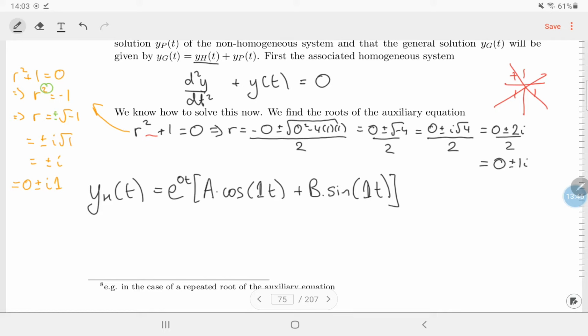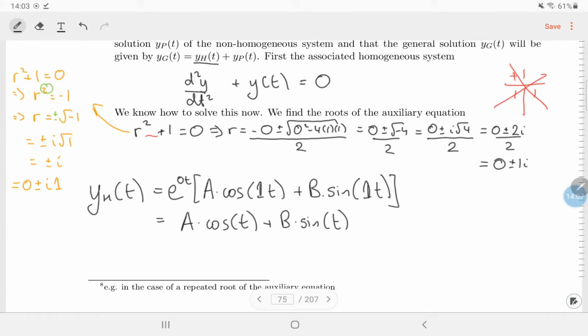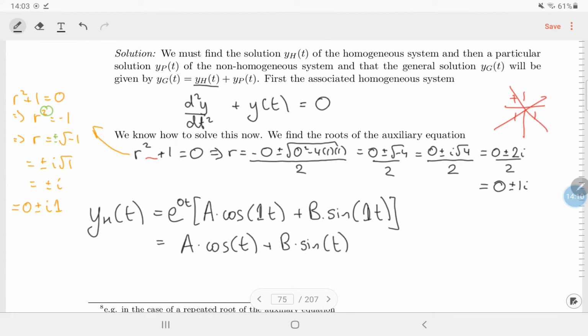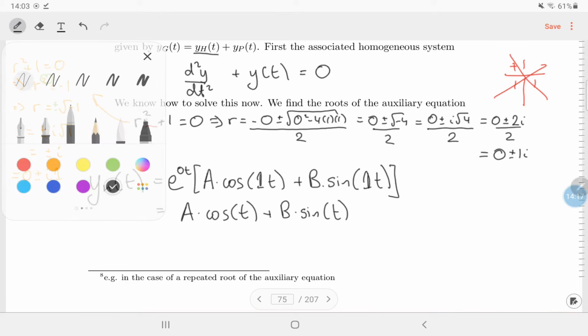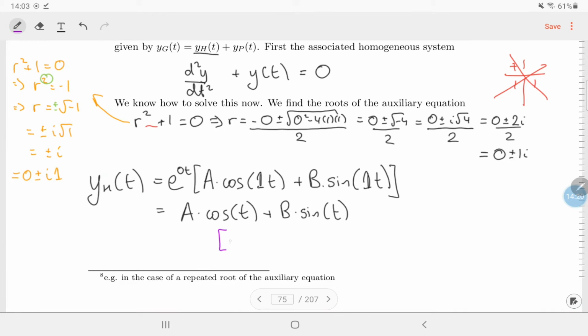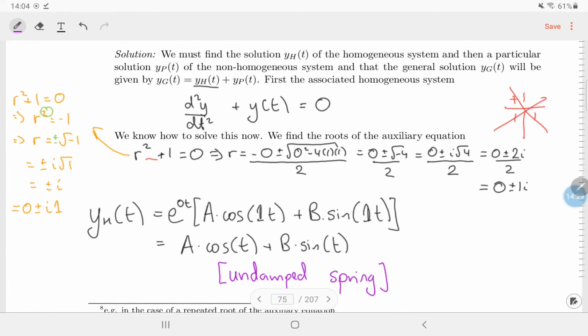Okay, and now what we can do is we can say e to the 0t. Well, 0t is 0 and e to the 0 is 1, so multiplying by 1 makes no difference. And of course the 1t's are just t's, so we have this a cos t plus b sine t. Now this is beyond underdamped. This, because there's no term with the first derivative, is actually just not damped at all. So this is an undamped spring, not under. Okay, so that's the homogeneous solution.